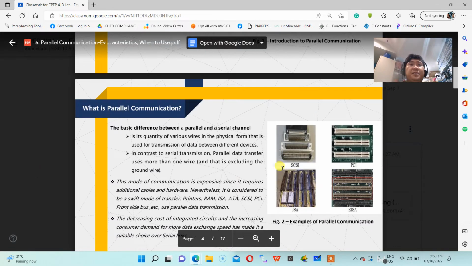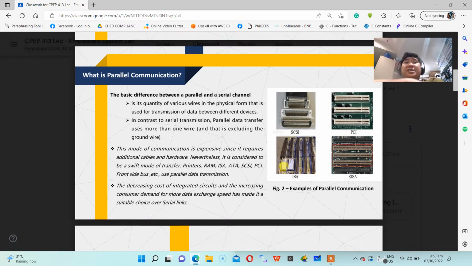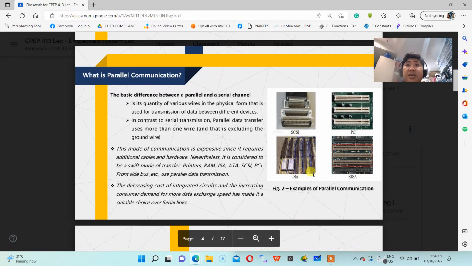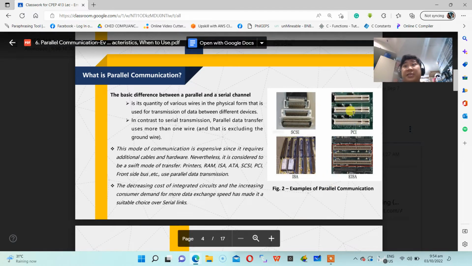So proceeding to the basic difference between a parallel and serial channel. If you could see, we have PCI here, and ports like SCSI, ISA, okay? Video cards also use this. So PCI, ISA, these are some examples of parallel communication. And even our boards right now still have this.